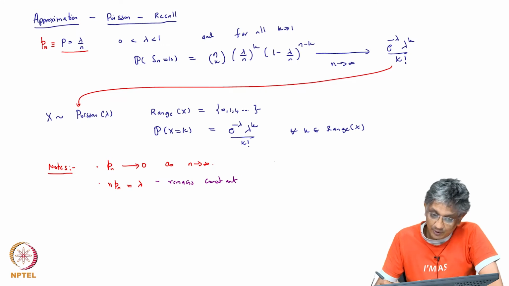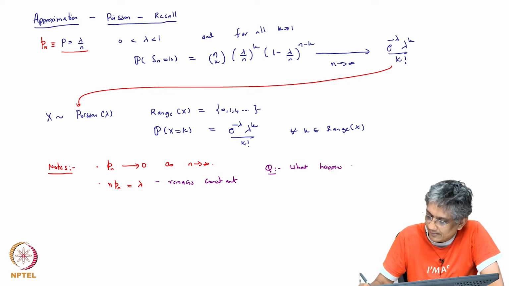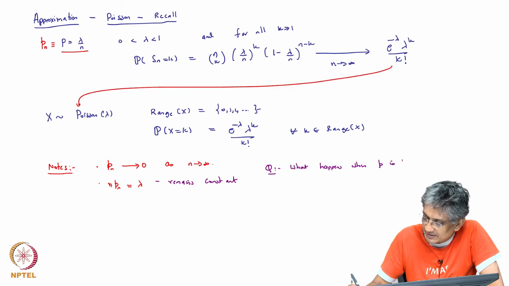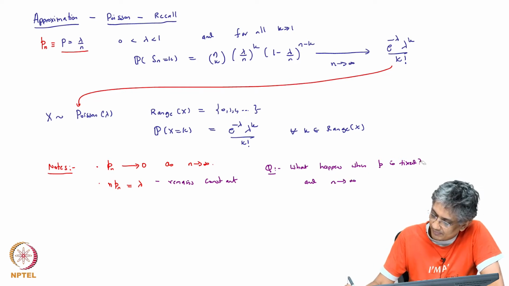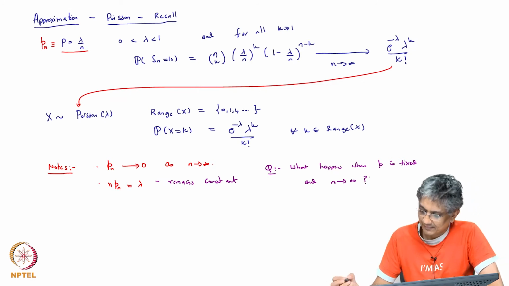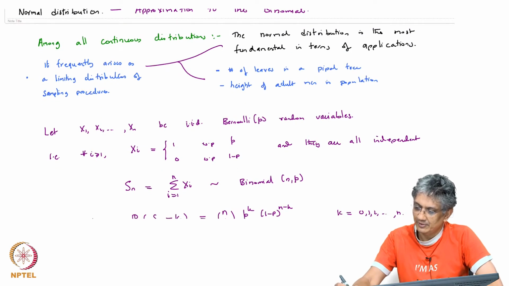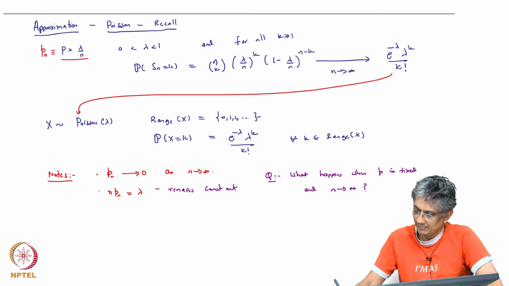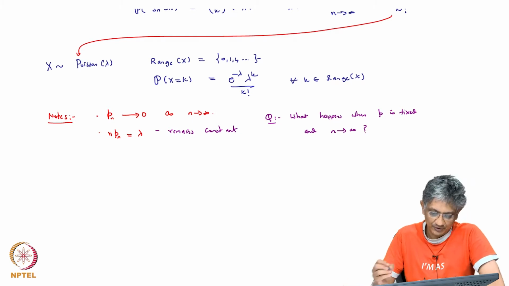So now the question I want to understand is, what happens when P is fixed and n goes to infinity? Very nice. So that's the question I want to understand today. Let me go down. So that is what our next topic, or the topic of this lecture, will be.